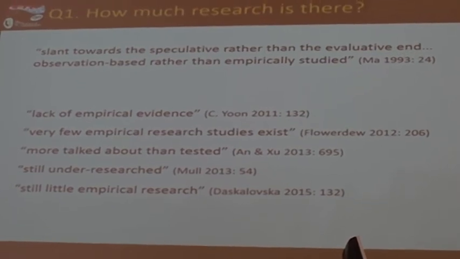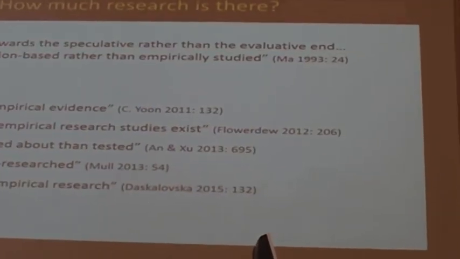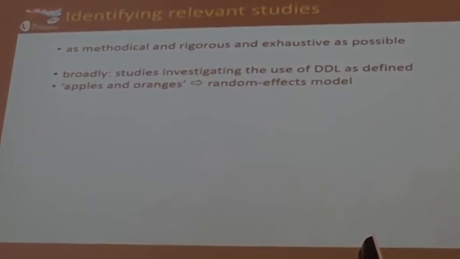And in a field connected to corpus linguistics, if there's no empirical research, that's a bit worrying. So the first stage is to try to locate all the empirical research in the field, systematically, not just by what you happen to come across serendipitously, but systematically. So methodological, rigorous, and as exhaustive as possible.